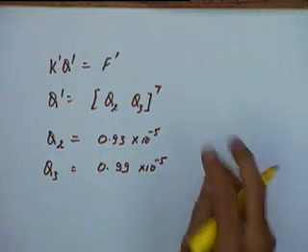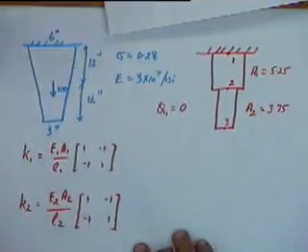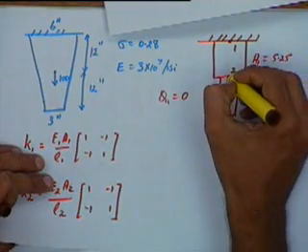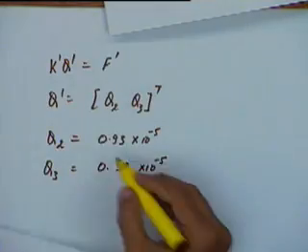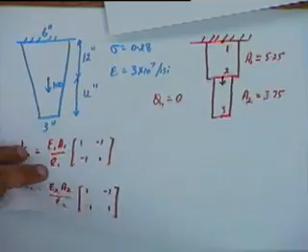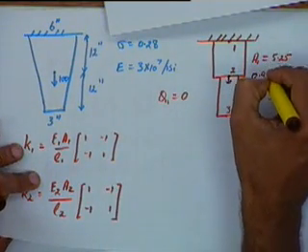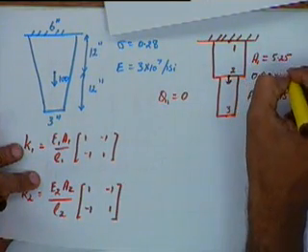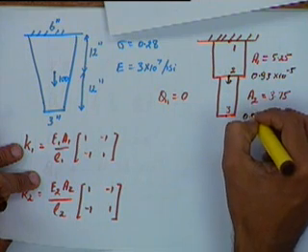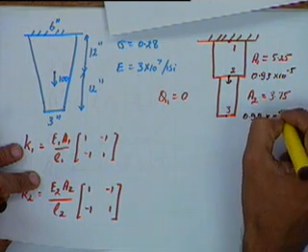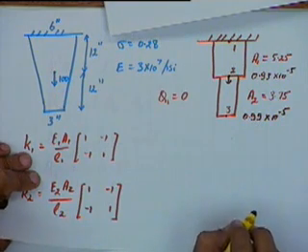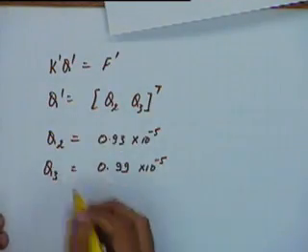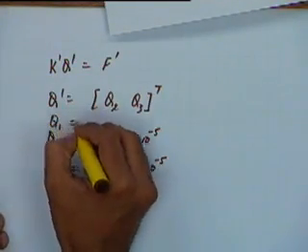This means that Q2 is a deformation here. The deformation here is 0.93 into 10 to the power minus 5. And the deformation here is 0.99 into 10 to the power minus 5 inches. These are Q2, Q3, and of course Q1 is equal to 0.